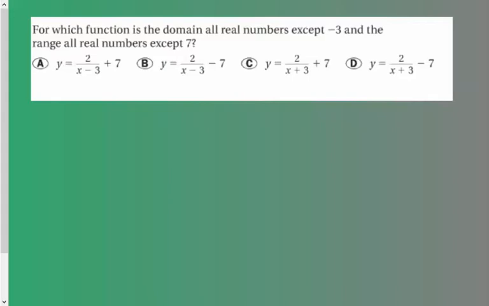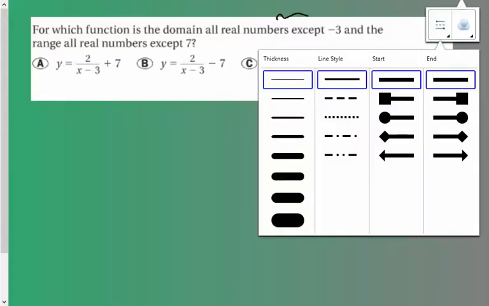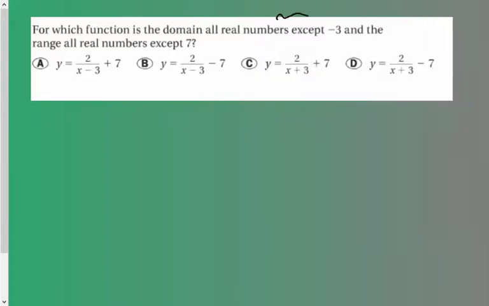Okay, for which function is the domain all real numbers except for -3 and the range all real numbers except for 7? In order to answer a question like this, what I like to do is draw a graph and see what that would actually look like. So I'm going to draw a quick sketch here. The domain is x, so x cannot be equal to -3 and y cannot be equal to 7.